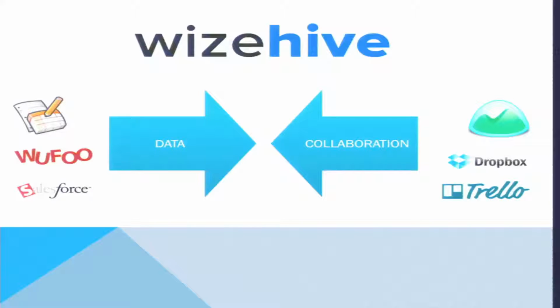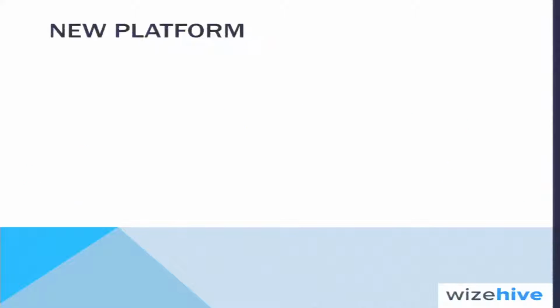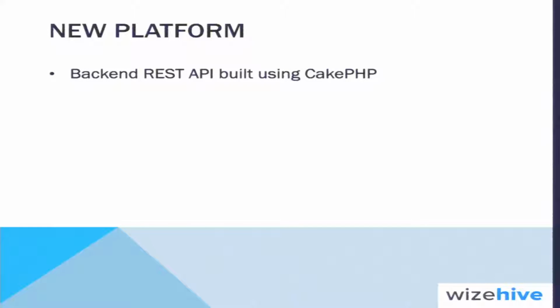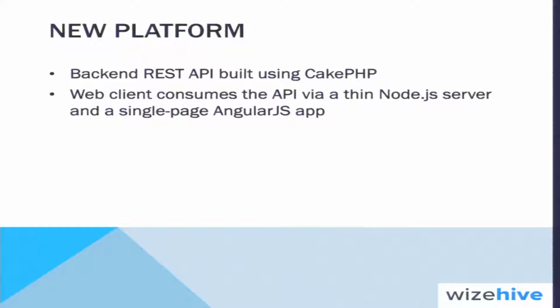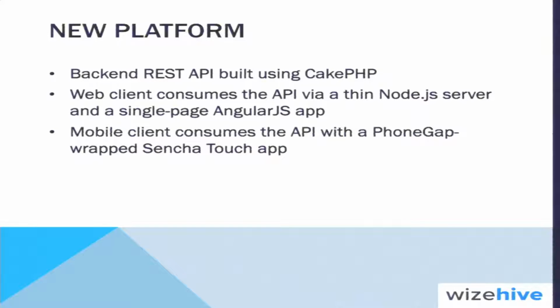The reason it's important that I mention this is because WizeHive has been around for a few years, doing very well, but we wanted to broaden out the base. And part of doing that was building an entirely new platform in the last year. So we decided to build a back-end API and a front-end Angular app. There's also a mobile client, which sits on top of PhoneGap and also talks to the API.